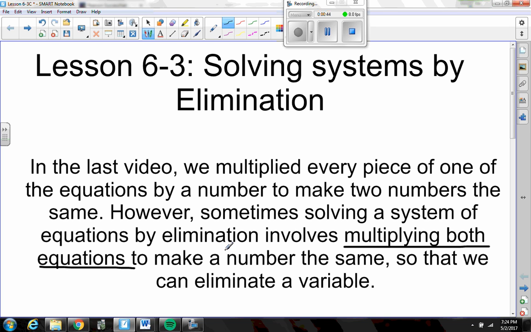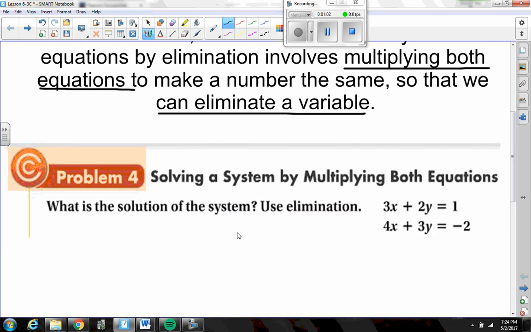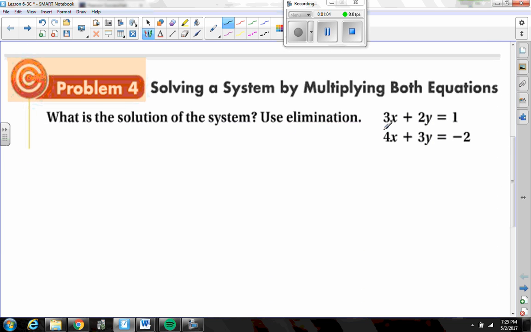Multiply both equations to make a number the same so that we can eliminate a variable. In this video, we're going to have to multiply both equations by something to make one of our variables have the same number on it in each equation. And you'll see what I mean here in just one second. Take this system of equations, for example. It says 3x plus 2y equals 1, and 4x plus 3y equals negative 2.